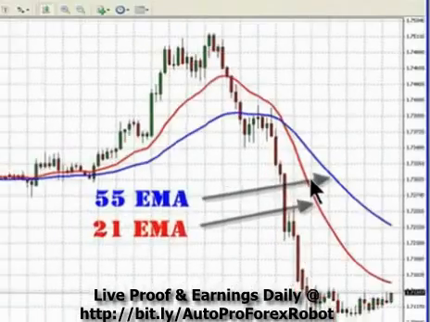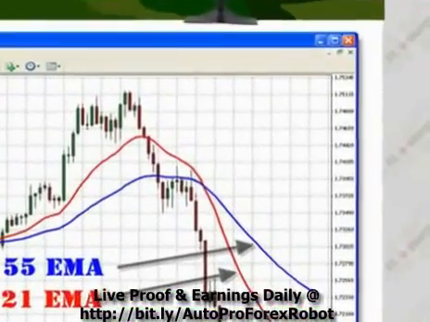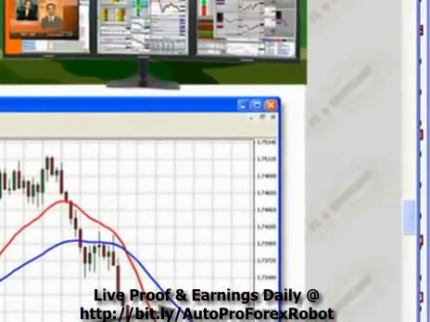Now, if I back up again, here's a 21-55 cross. Here's a 21-55 cross. It doesn't happen very often. That's what's powerful about the market. It shows you direction if you use it right.